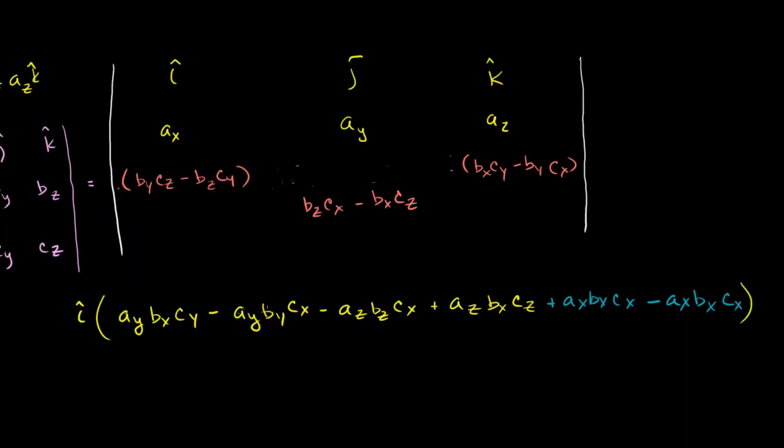Remember, this is just the x component of our triple product. But to do this, let me factor out a b sub x. I'm only going to factor it out of the terms that have a b sub x: I'm going to factor it out of this term, and then this term, and then this term. Let me factor it out of this one first.